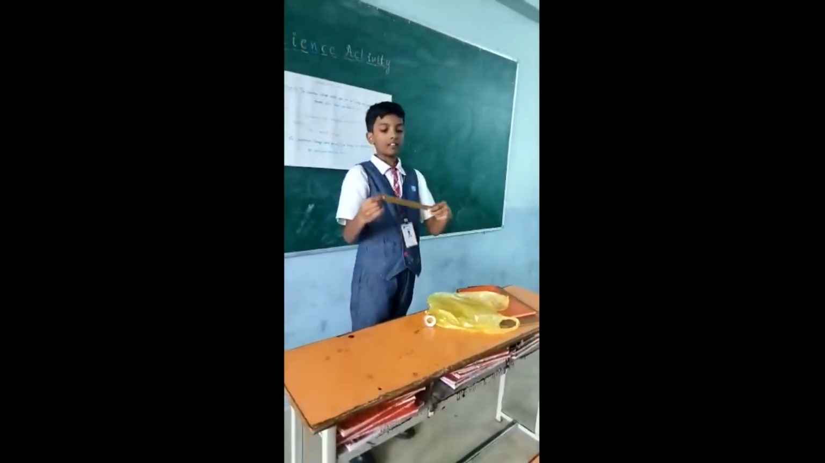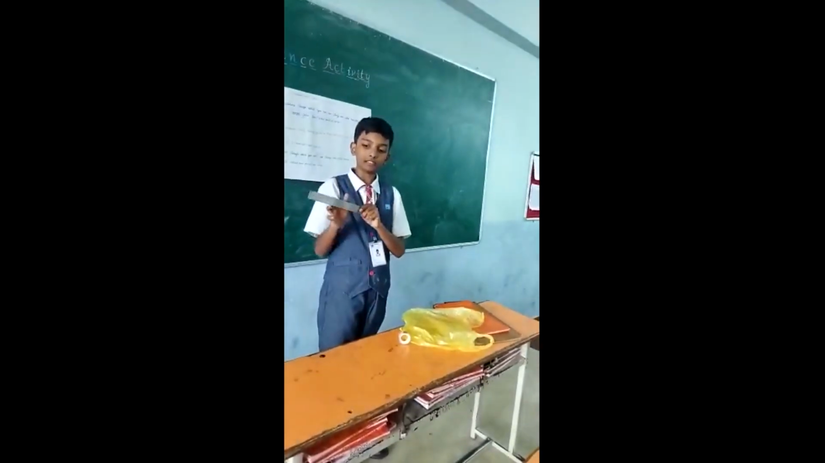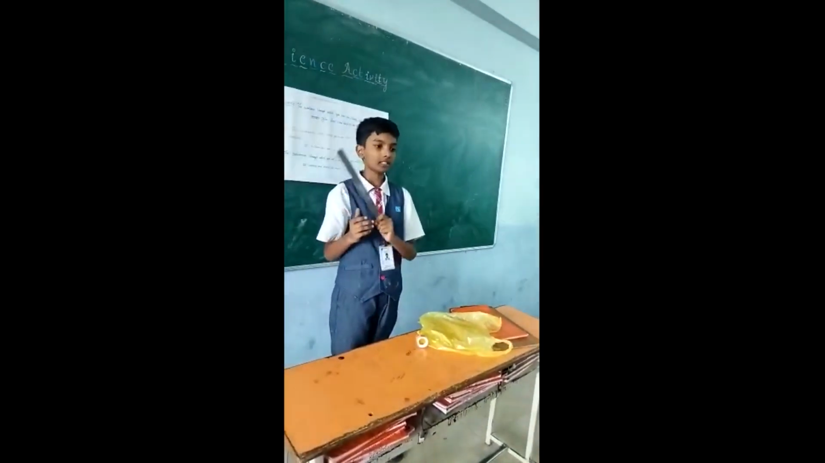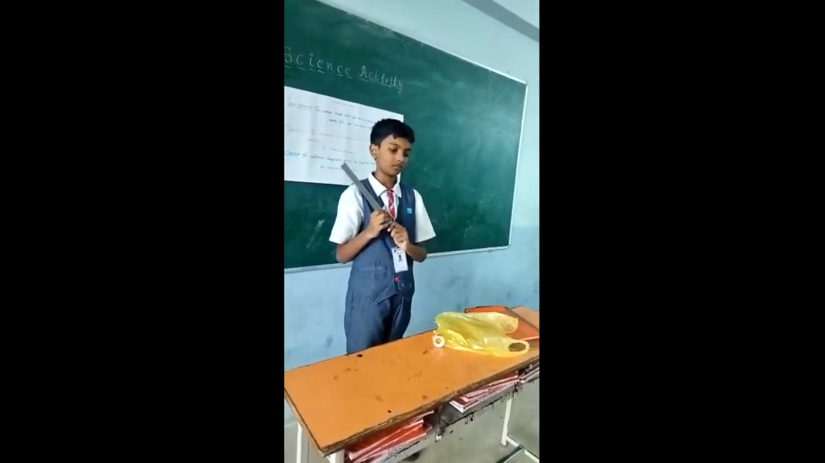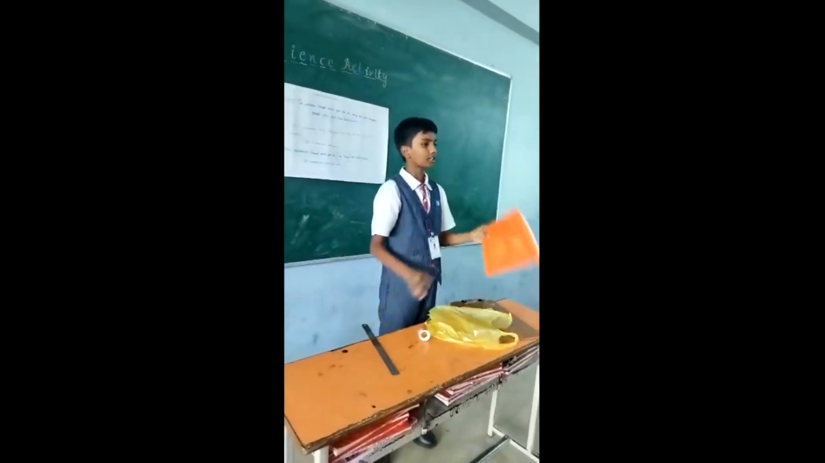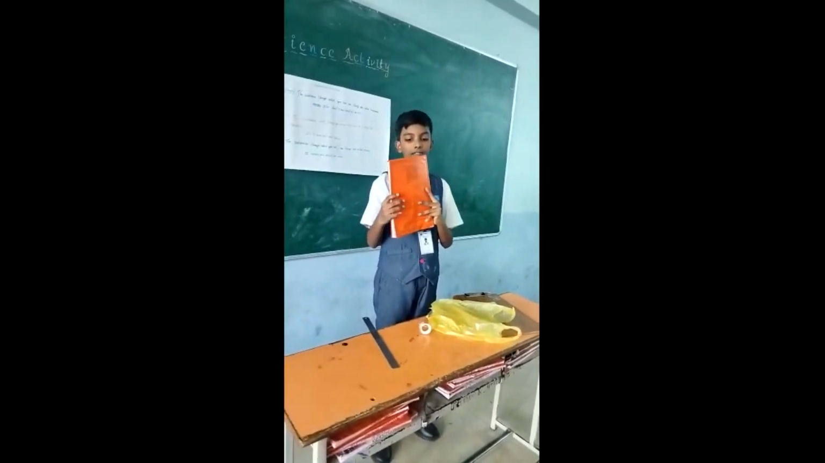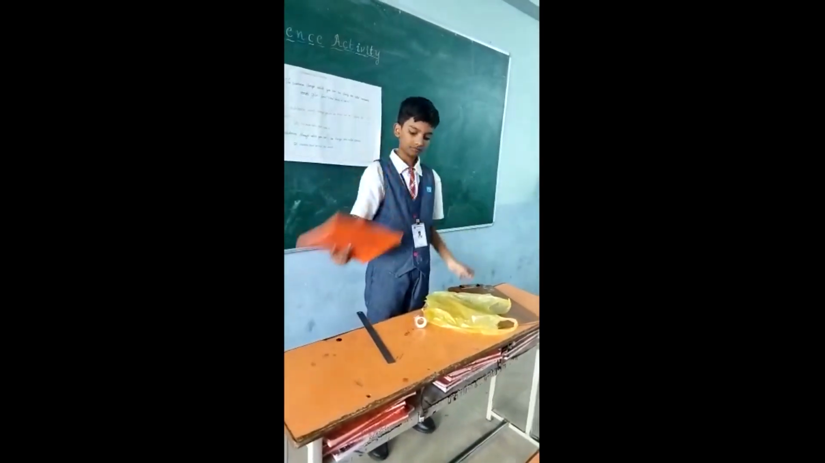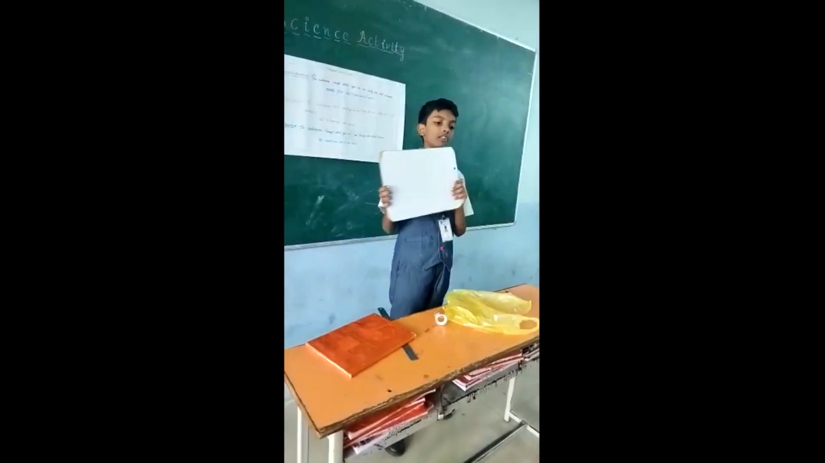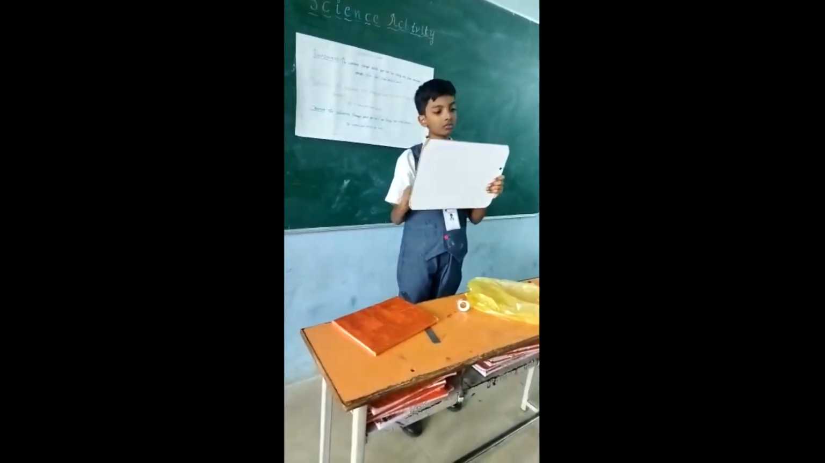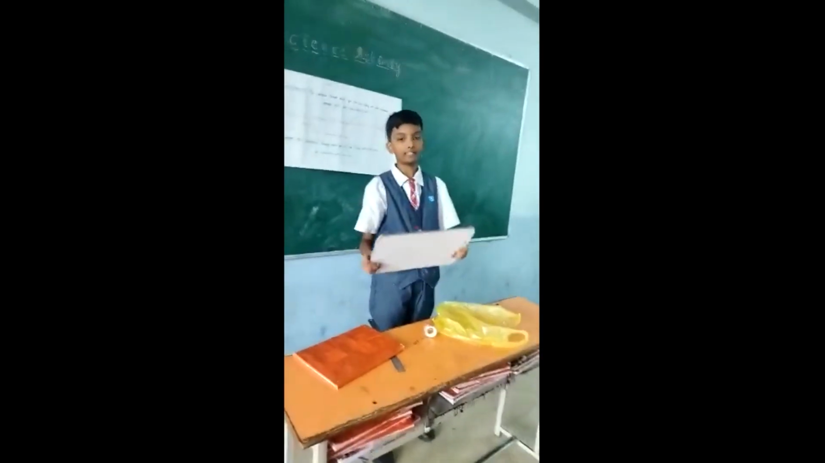Like this scale, through this we can't see anything. That way this scale is called opaque. And this book is also an example of opaque. Why? Because through this we can't see anything. And this pad is also an example of opaque because through this we can't see anything.